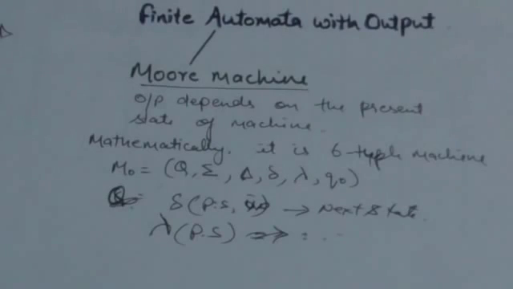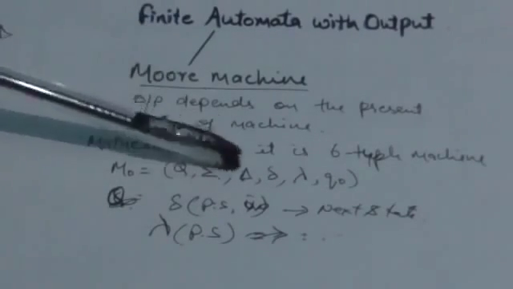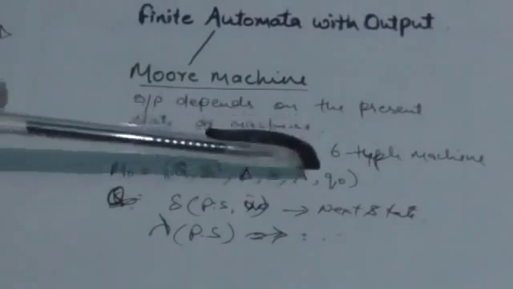One is Moore machine and the other is Mealy machine. In Moore machine, output depends on the present state of the machine. Here, the output which the machine gives is independent of the input which the machine reads. So mathematically, it's a six-tuple machine. Suppose there is a Moore machine M0, then it is a six-tuple: Q, sigma, triangle, delta, lambda and Q0.